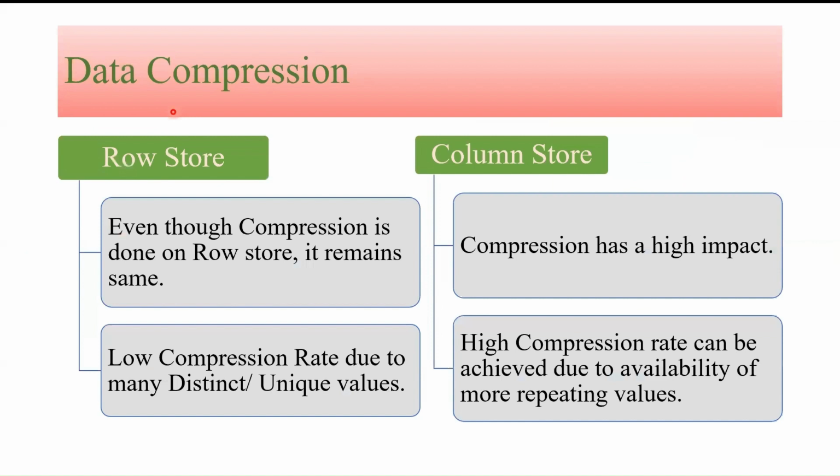And moving to the third property, which is data compression. In case of row store, even though we try to compress the data, there is no change at all. This is because in row store, the data contains mostly unique or distinct values, meaning there are no repeating entries found. But in case of column store, there is high impact in data compression. This contains the data where for the same kind of value, there are multiple entries available.